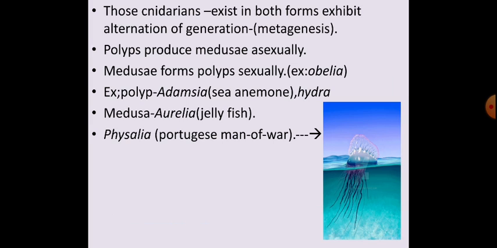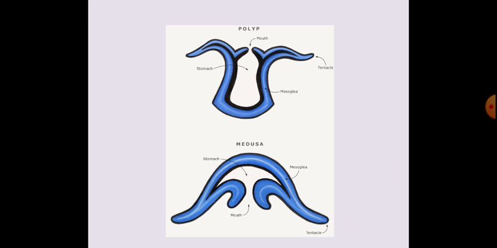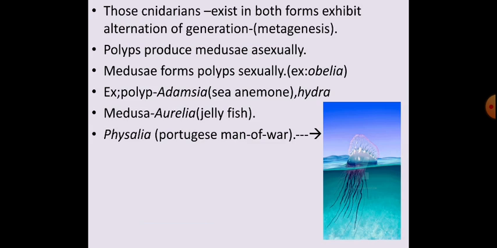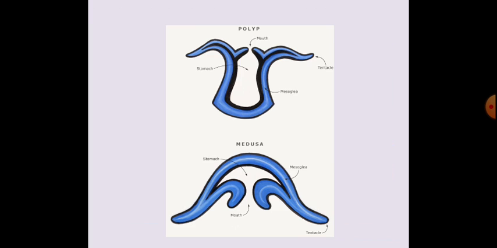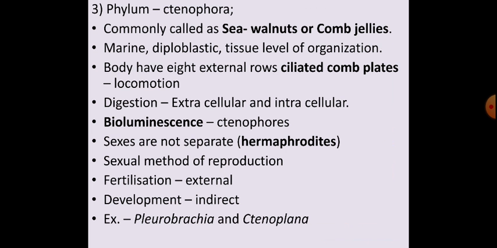Medusa forms polyps sexually. Again, there are two modes of reproduction. The cylindrical shaped body produces the umbrella shaped body asexually. Polyps produce medusa through asexual reproduction. Medusa form polyps through sexual reproduction. Now, medusa forming polyps, this is one example.